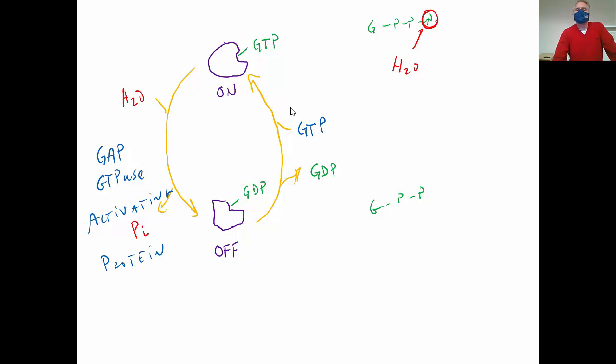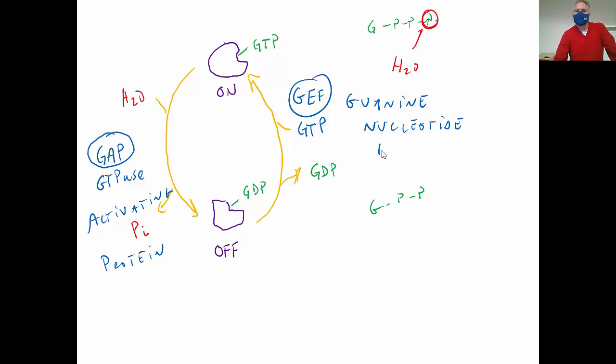And the enzyme, and so that's a GAP, and the protein that helps to turn it on is called a GEF, for guanine nucleotide exchange factor. Remember, GTP is a guanine nucleotide.